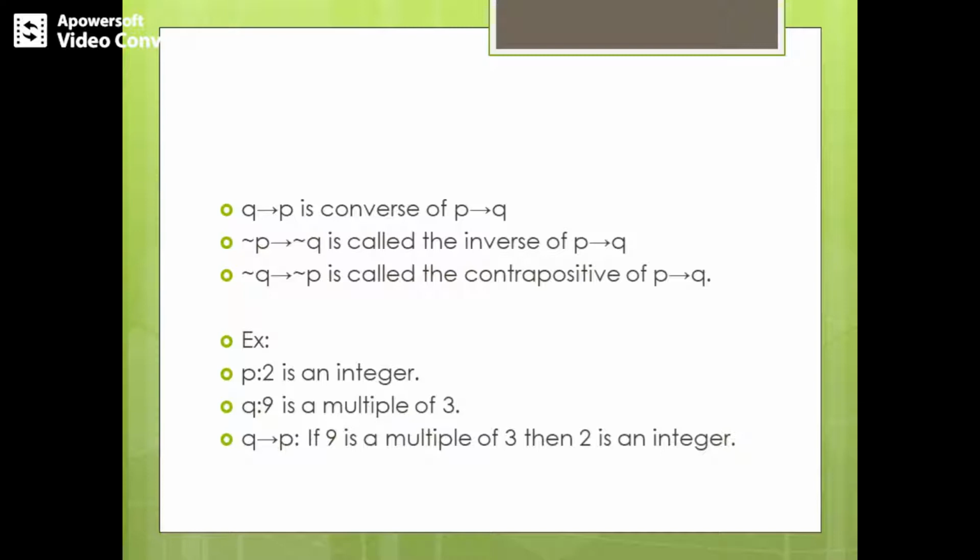Likewise, the converse and inverse are logically equivalent. In other words, Q implies P is logically equivalent to negation P implies negation Q. So we know this fact.